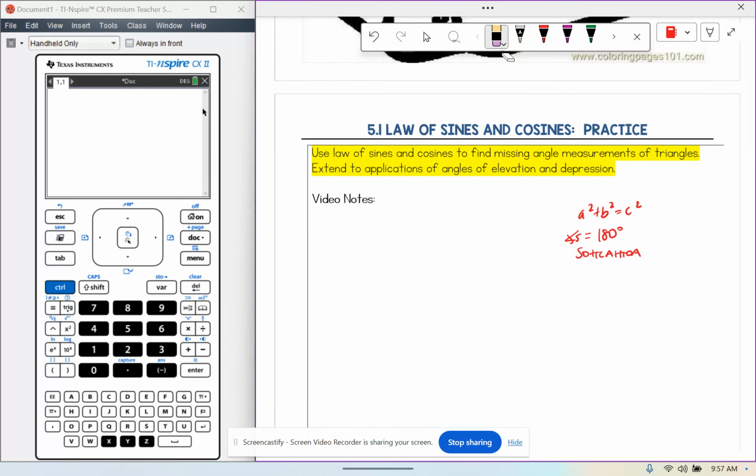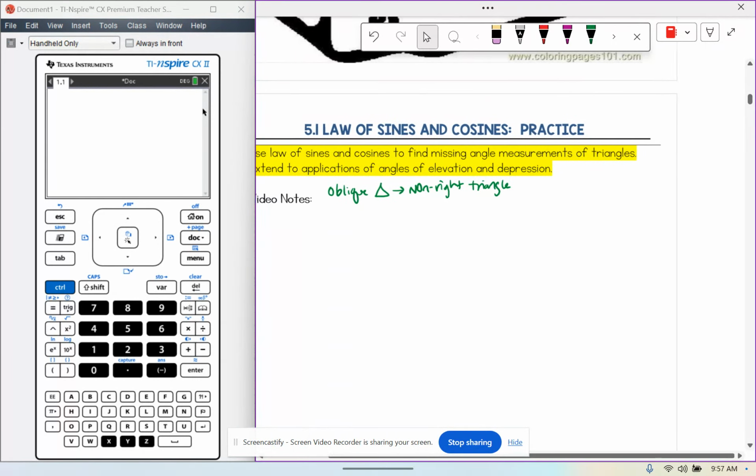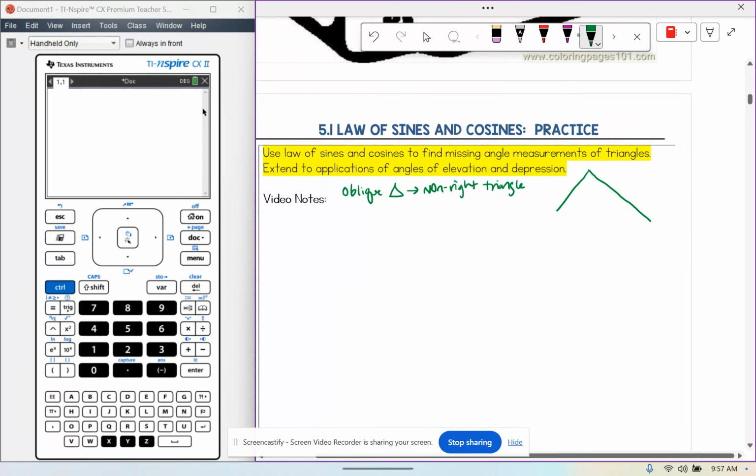Now let's make this IB and talk about how we would find missing sides or angles in non-right triangles. These are called oblique triangles. An oblique triangle is a non-right triangle. For example, one can maybe look like this. It's really important that when you're working with oblique triangles that you label your sides according to the angle that they are across from. So let's say we label this angle A.